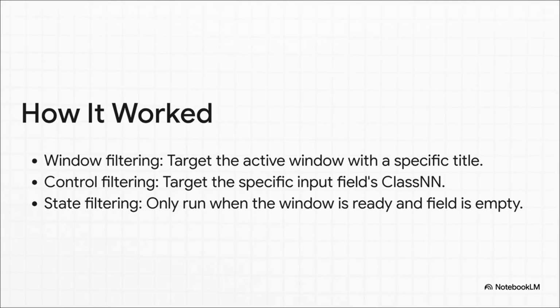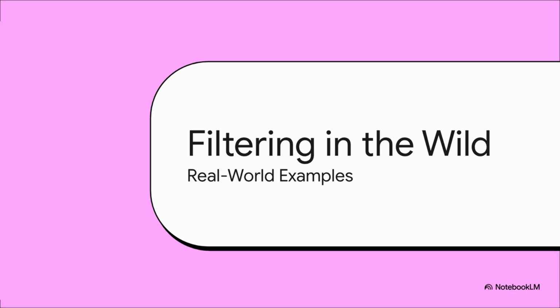So how did that happen? It wasn't magic. It was just a few really smart filters. First, a window filter. The script would only pay attention to a window with an exact title. Then, a control filter. It honed in on the specific input field it needed. And finally, a state filter. It checked to make sure the window was actually ready and the field was empty before it did anything. Precision, not brute force. This filtering mindset can be applied to almost any automation task. Let's look at 3 completely different examples to see just how versatile this approach is.